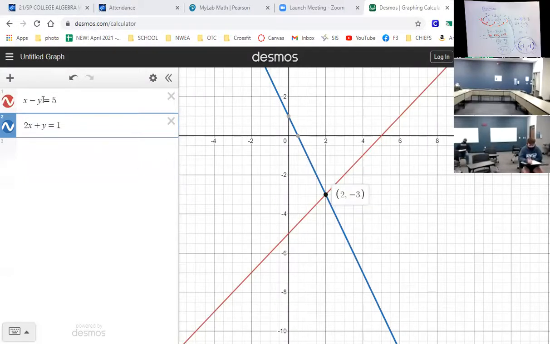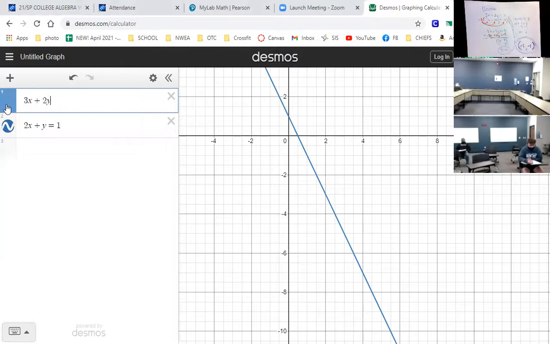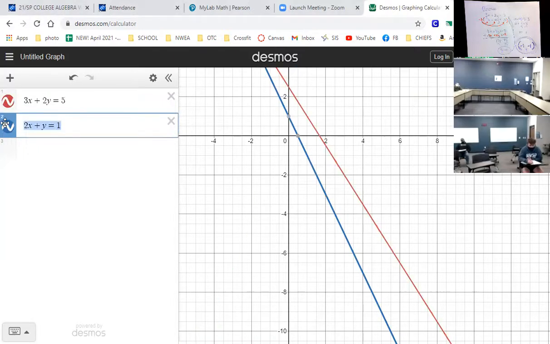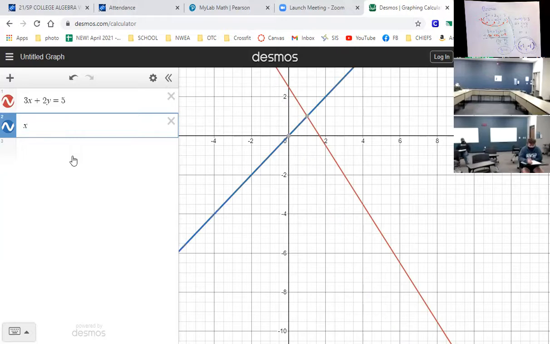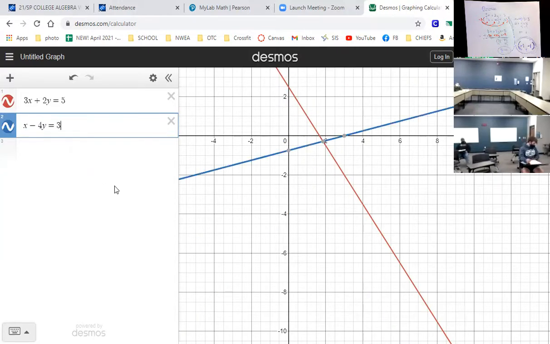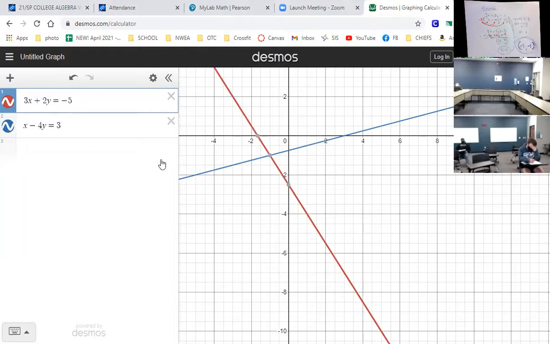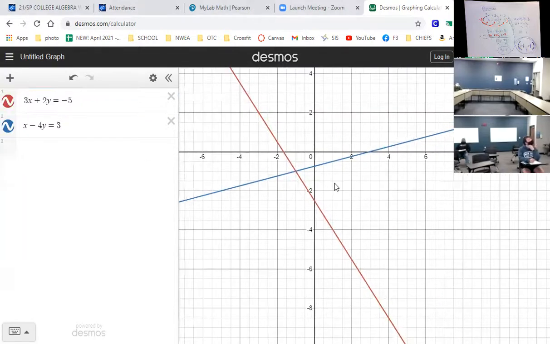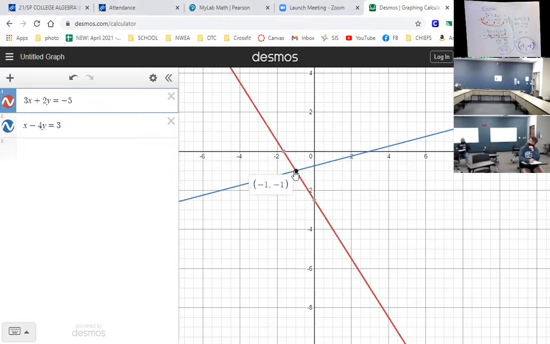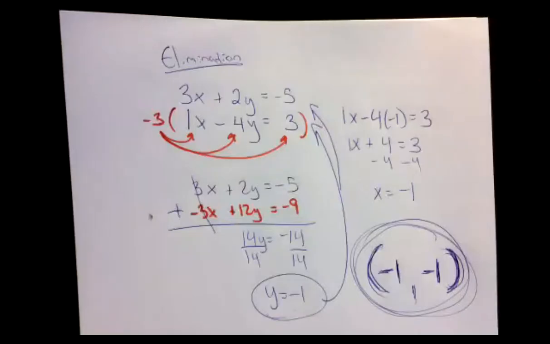And type it in. So we got 3x plus 2y equals 5. And x minus 4y equals 3. Oop, -5. It's like something's not right. It does help if you type it in correctly. Okay. And again, it's going to graph the lines for you. You can see where they cross. They cross at the point -1, -1, which is exactly what we said it should cross at, -1, -1.